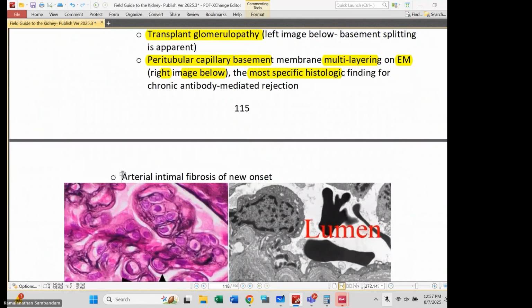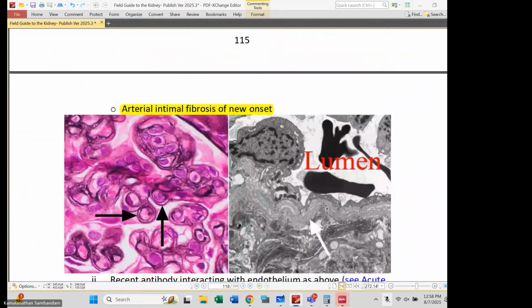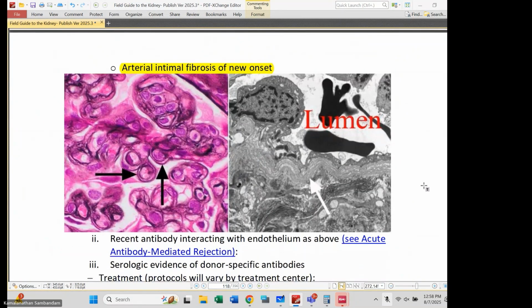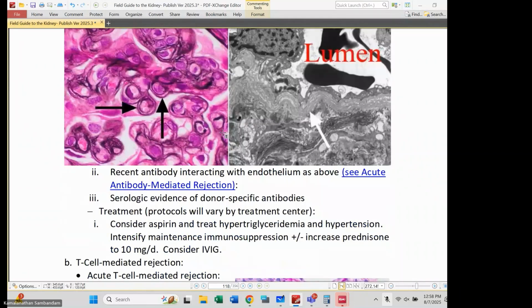You can see in the arteries, intimal fibrosis. Okay, that's a non-specific finding. Intimal fibrosis can be changes that you see from chronic CNI toxicity. Hypertension can do some of that. There'll be medial thickening, arterial medial thickening. So this is a non-specific finding. Really, this is the most specific finding. This has reasonable specificity. This is the least specific finding. Okay.